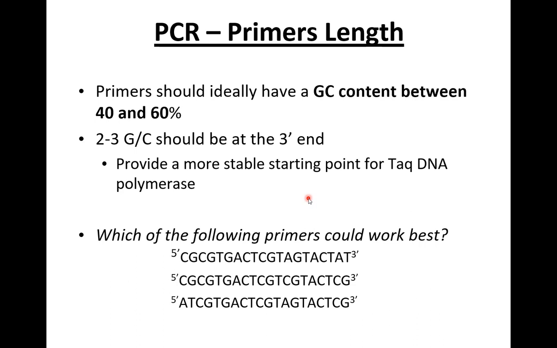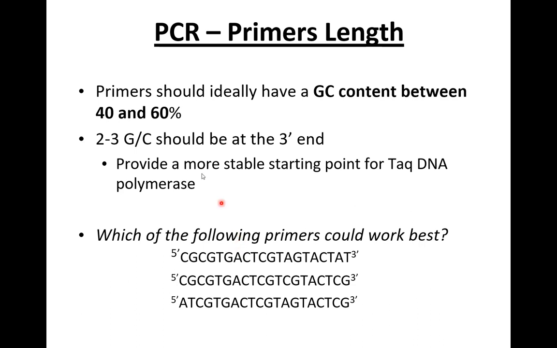Another important feature that you should always look for is to have 2 or 3 GCs at the very 3' end of the primer. So, for example, look at these primers right here. These are 3 primers. Let's assume that they all would work well for what you're trying to do, right? Which one will be the ideal one?